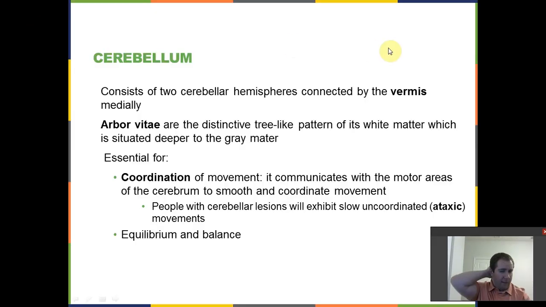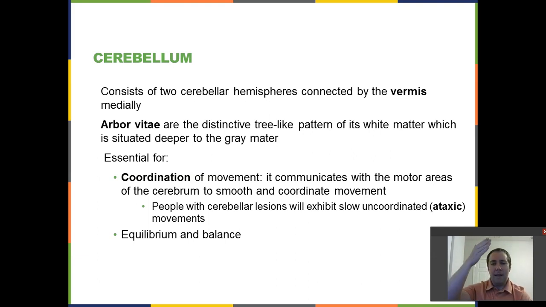So we move back to the cerebellum. That is what I like to call the little baby brain back here. It looks like a second brain that is attached to your primary brain. It, like your cerebrum, has two hemispheres. There is a left and right hemisphere. They're connected together by the vermis. So cerebrum hemispheres are connected by the corpus callosum. The cerebellum hemispheres are connected by the vermis.